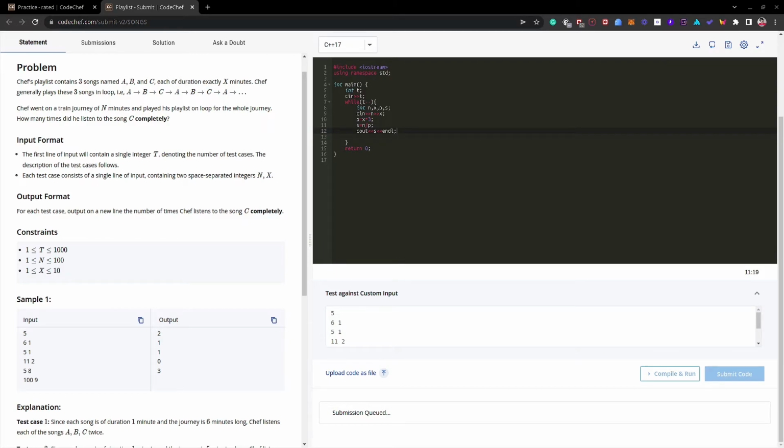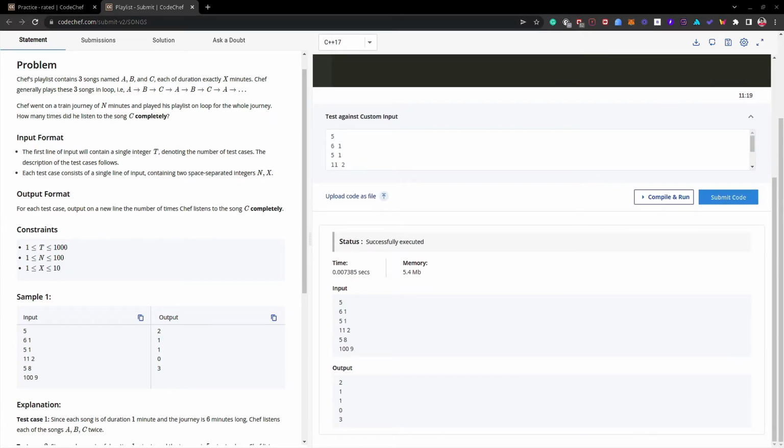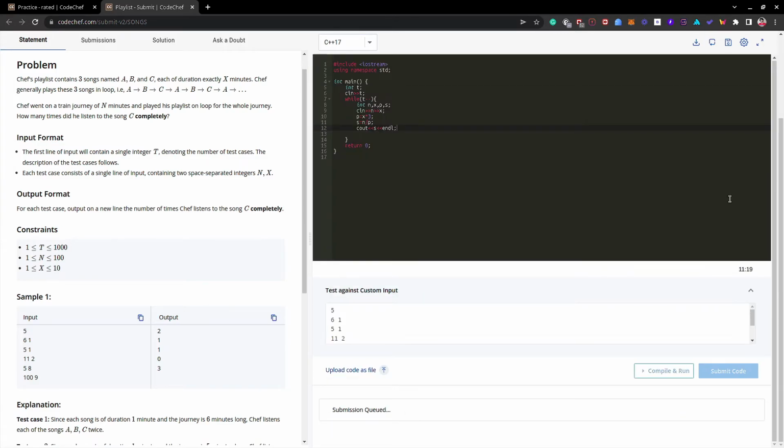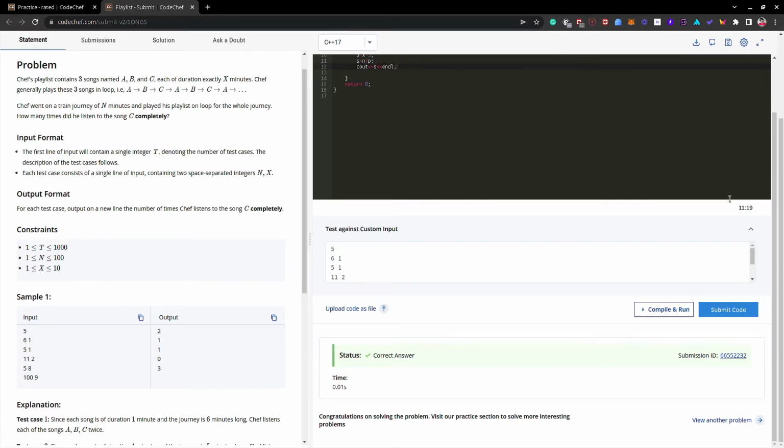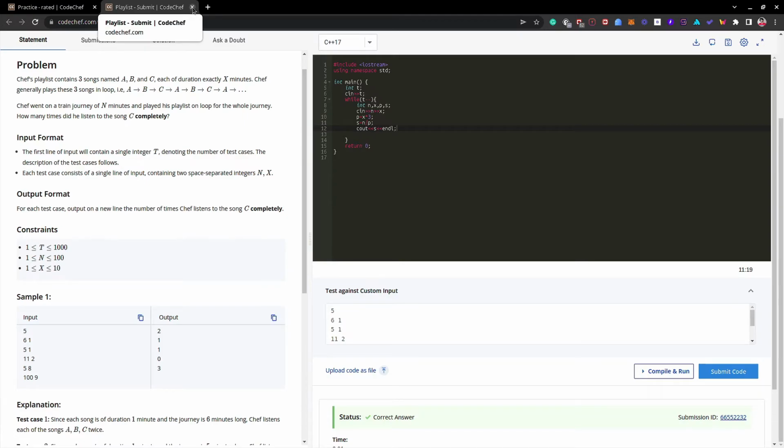So let's check this out, if it is working or not. Okay, done. I'm really surprised that it worked. So now let's go to the next code.